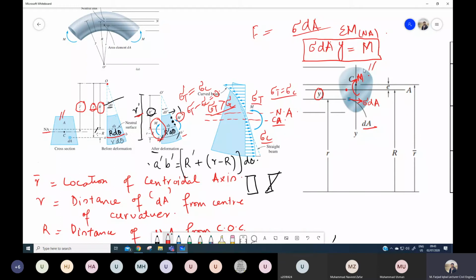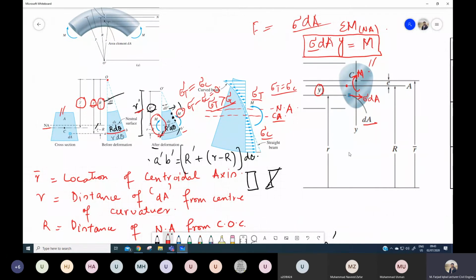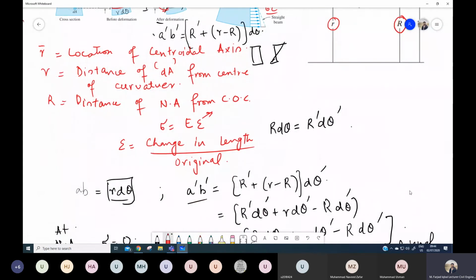By using this simple relationship, I can correlate the moment with the stresses, and I can simplify it to include these factors, capital R and small r. Over here you can see that this y distance is the difference between the distance of the neutral axis, that is capital R, and the distance of this differential area. So y is equal to capital R minus r. Now we have an equation and we will just simplify it to correlate moment and stresses.